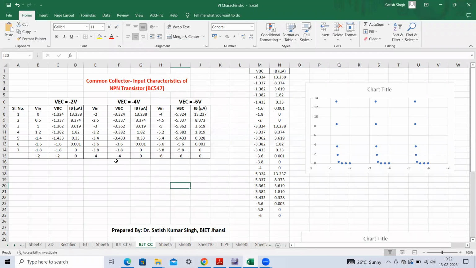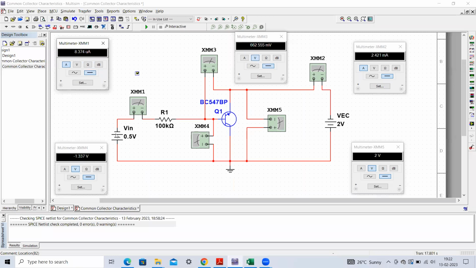So for common collector input characteristics, first of all, we have to opt in for V EC equals -2 volt. Please make this observation table. This is V in potential, this is V in supply. I have not put a negative sign, but obviously this V in has this polarity only. Whatever polarity I have shown here, this should be the negative side of your battery, and this is the positive side. This negative side will be connected to this particular base terminal, and then we have to vary this potential.